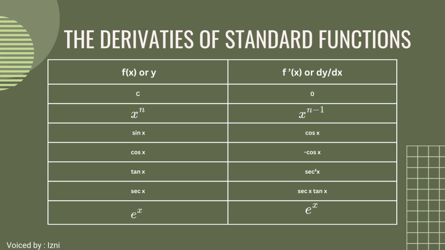Moving on to trigonometric functions, the derivative of sin x is cos x. The derivative of cos x is negative sin x. The derivative of tan x is sec squared x. The derivative of sec x is sec x tan x. Lastly, for the exponential function f(x) equals to e^x, its derivative is still e^x.